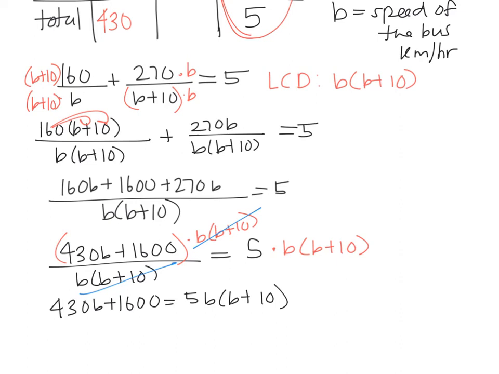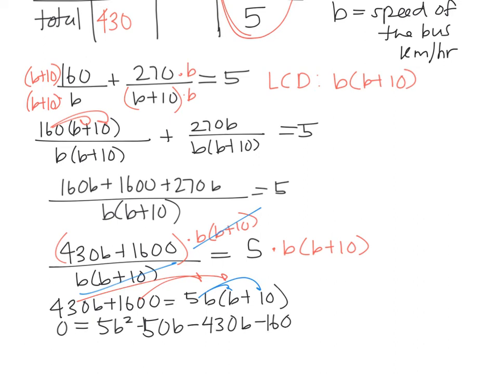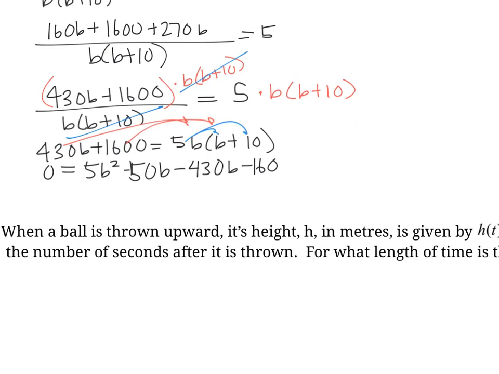So I'm going to bring everything over here onto the other side. So this 430 goes onto the other side, same with the 1600. And the left side will have 0 equals. At the same time, I'm also going to expand this 5B into this binomial. So I have 5B squared plus, then I have minus 50B, and then I'm bringing that 430B over, so I have minus 430B minus 1600. Before we keep going, this minus 50 should be a plus 50. And this 160 should be a 1600. Okay, so I think we've caught all the mistakes here.